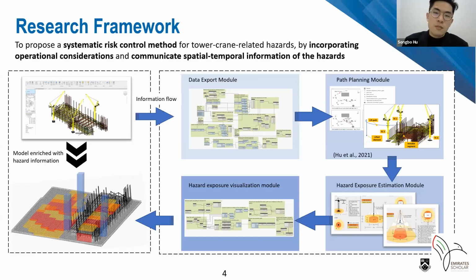So as a result, the BIM model is enriched with hazard information for communication and even further analysis, such as evaluating different site layouts of crane repositioning, using clash detection, and so on. Today, we will first brief the path planning module, then go to the mathematical models used to calculate the hazard exposure, the HE, and the visualization module on BIM.